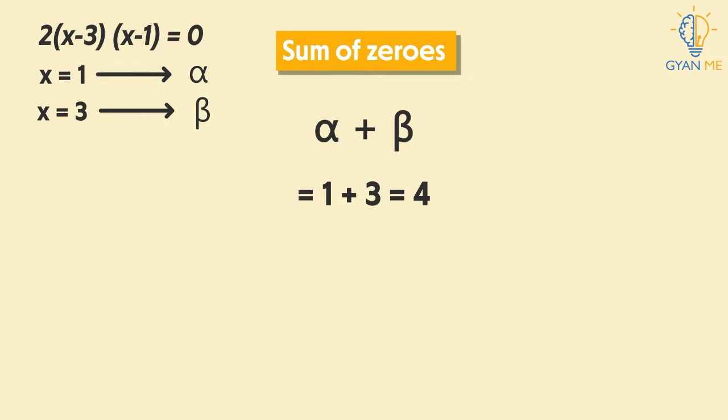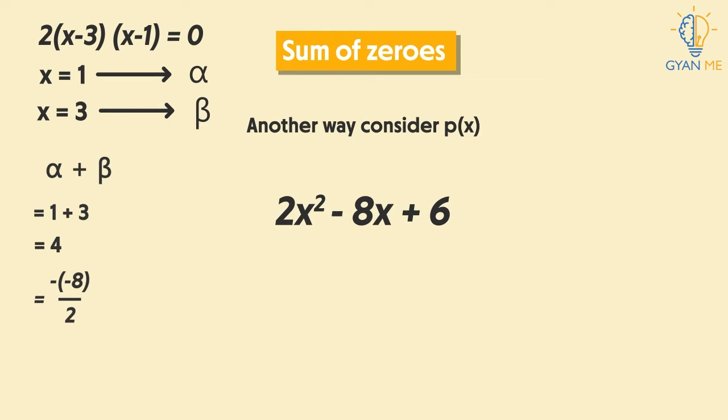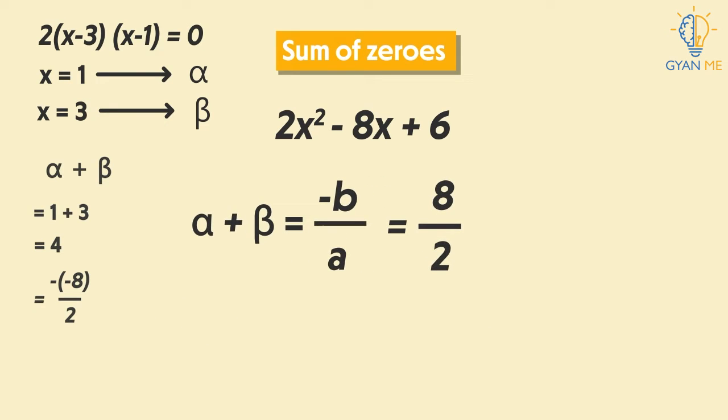We can also write 4 as minus of minus 8 upon 2, which is equal to minus of coefficient of x upon coefficient of x square. Or another way, taking p of x is equal to 2x square minus 8x plus 6, alpha plus beta is equal to minus b upon a. Here in this polynomial, minus b is equal to minus of minus 8, which is equal to 8, and a is equal to 2. On substituting these values, we get minus b upon a is equal to 8 upon 2, which on solving gives us 4.